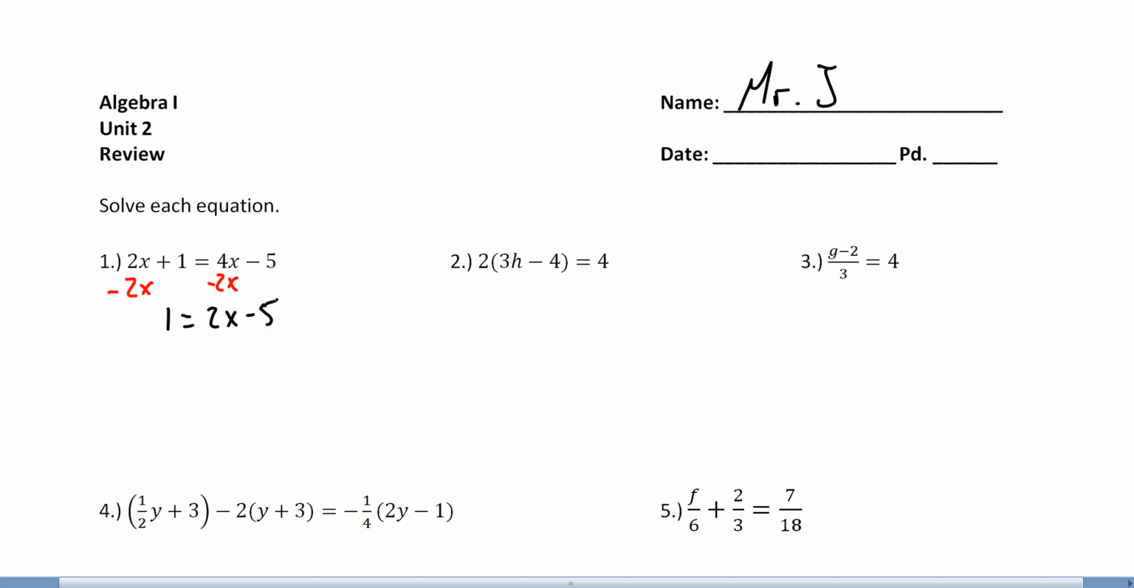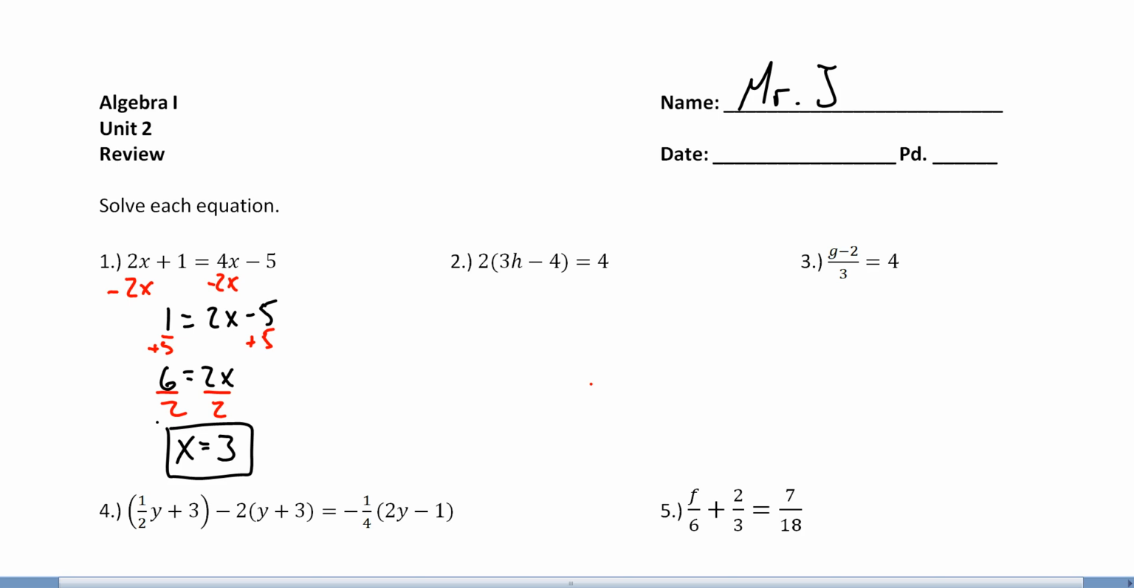Now I want to try to get x by itself, so I'm going to undo order of operations. I undo that subtraction first, so I add the 5 to each side. And then I'm going to undo the multiplication by dividing each side by the 2 to get that x by itself. I end up with x equals 3. And that's it. I can easily plug this back in and double check my work.